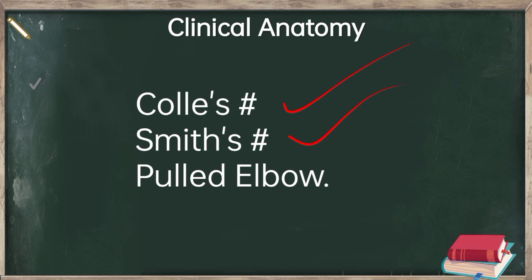Now, what is pulled elbow? A sudden powerful jerk on the hand of a child may dislodge the head of the radius from the grip of the annular ligament. This is known as subluxation of the head of the radius or pulled elbow. The head can normally be felt in a hollow behind the lateral epicondyle of the humerus.